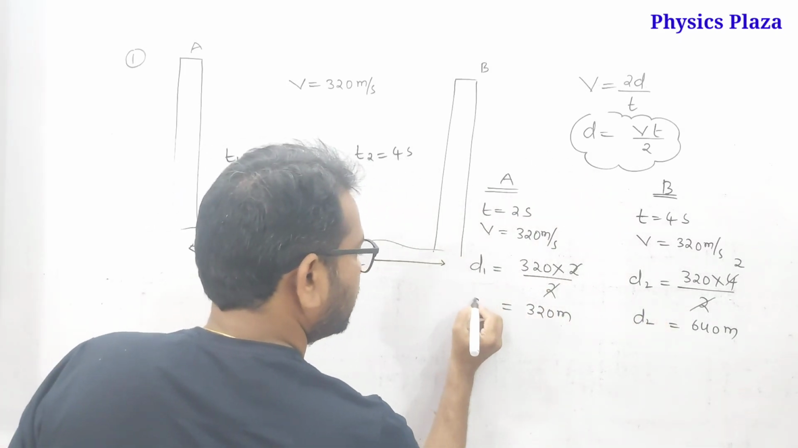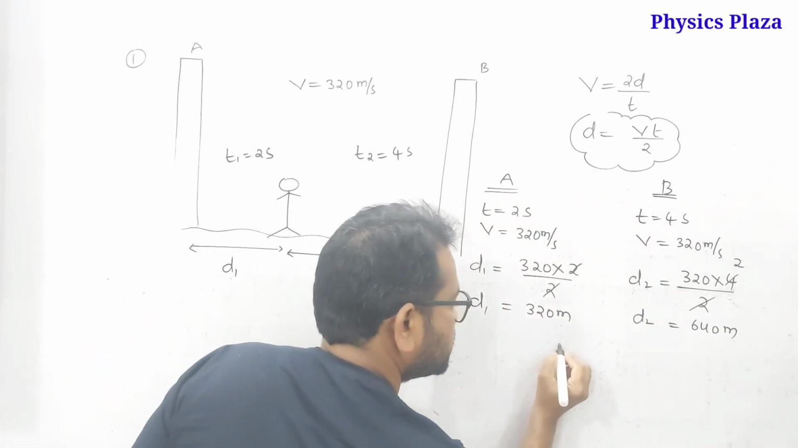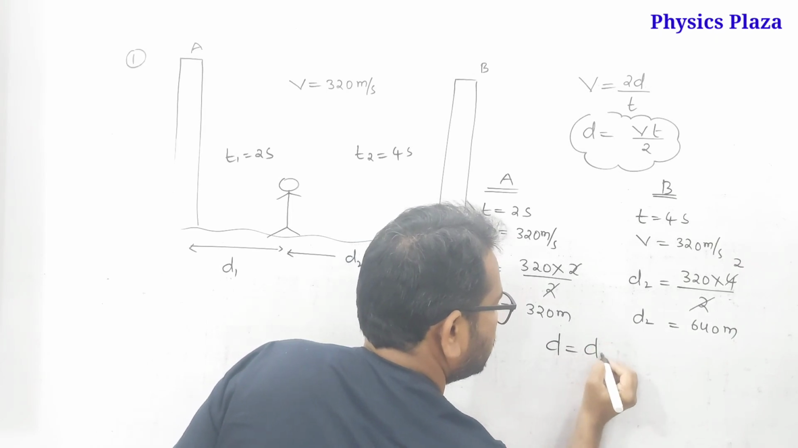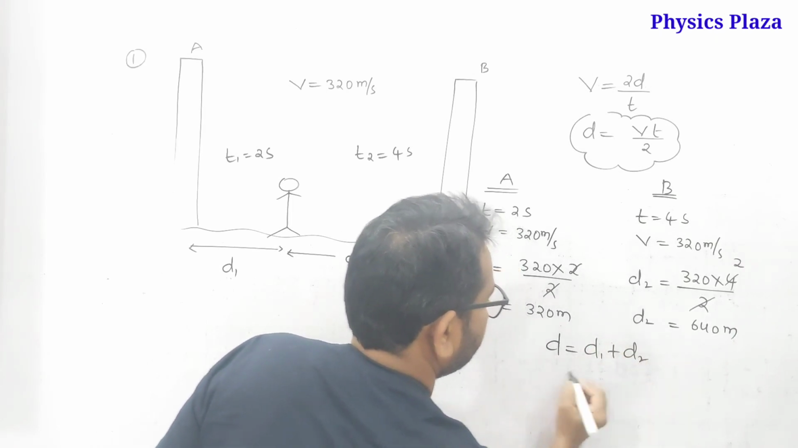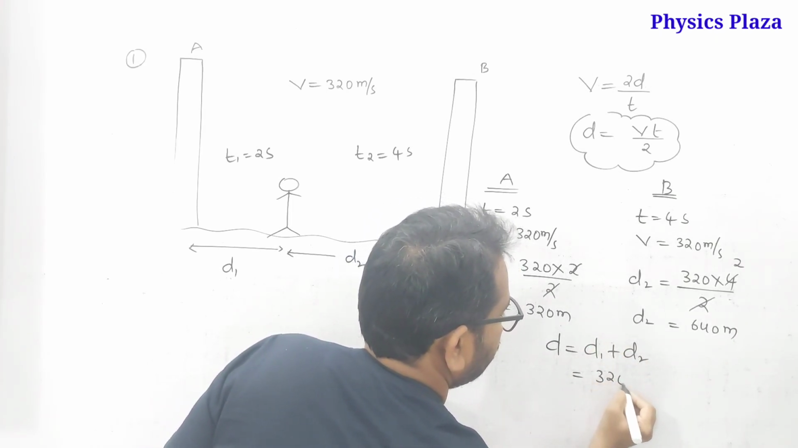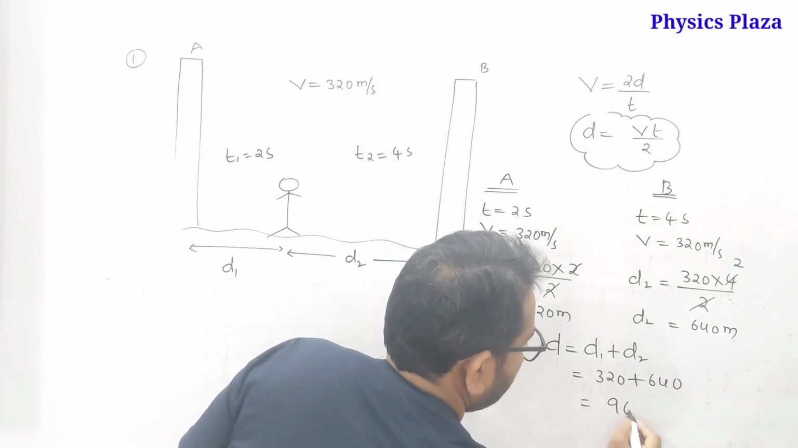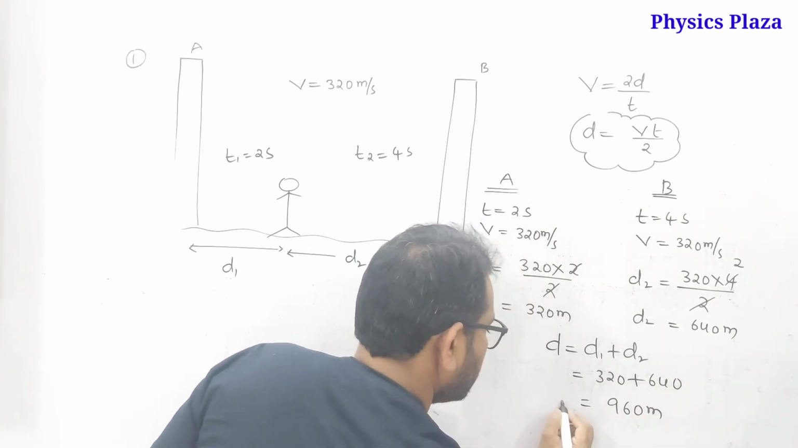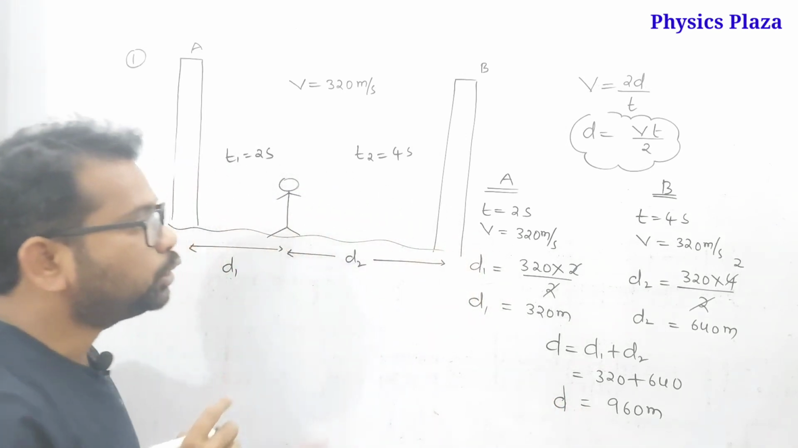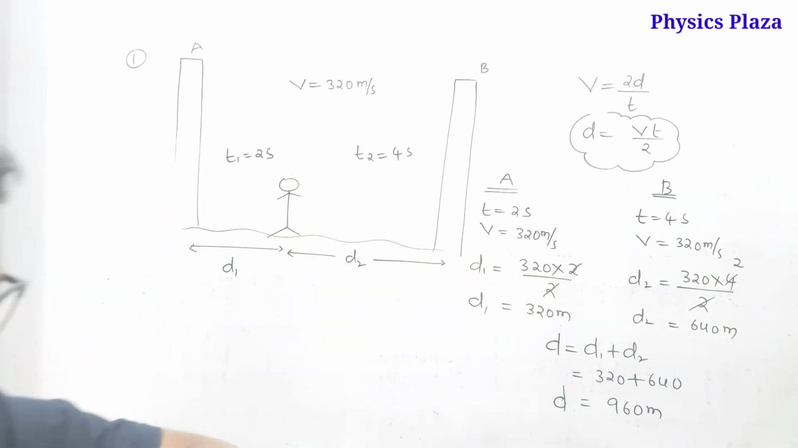Now they are asking us to calculate the total distance, right? So total distance d is equal to d1 plus d2. So this will be 320 plus 640. This will be 960 meters. So this is the total distance between the two cliffs. Okay, children, just copy that.